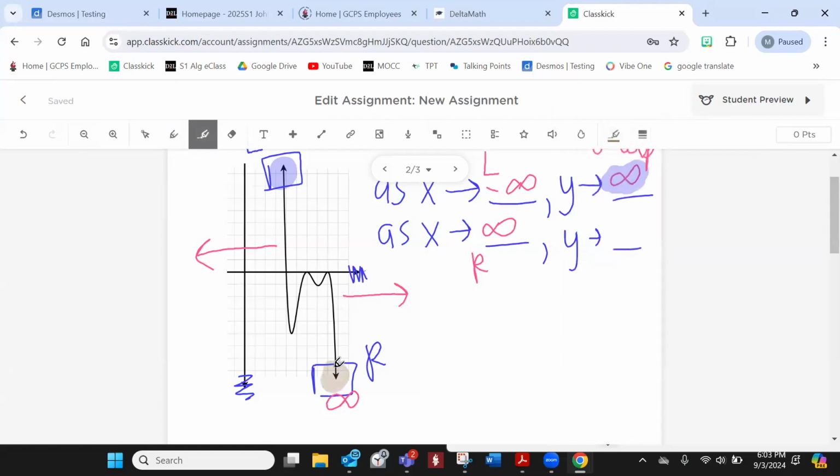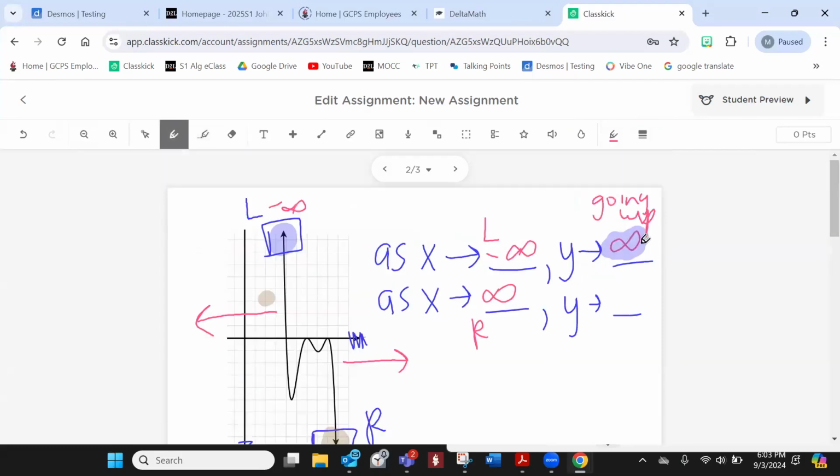right here. Okay, what is this graph doing right here? It is going down. Okay, so what do I put right here in place of going down? Either I'm going to put positive infinity or negative infinity. Well, we just said going up means positive infinity. So now I'm going to put negative infinity because that means going down in this case.